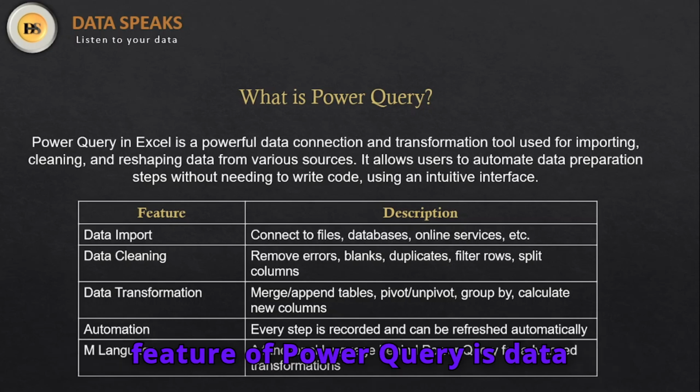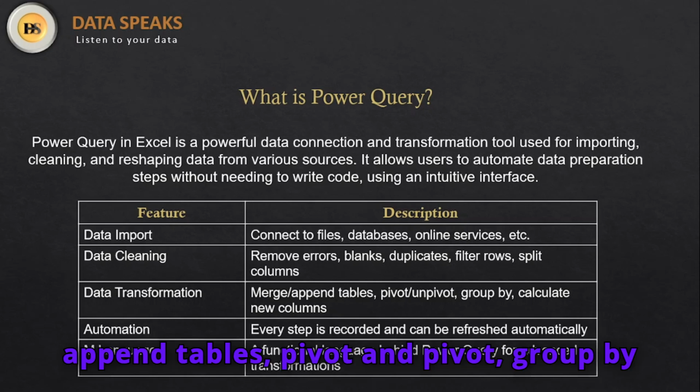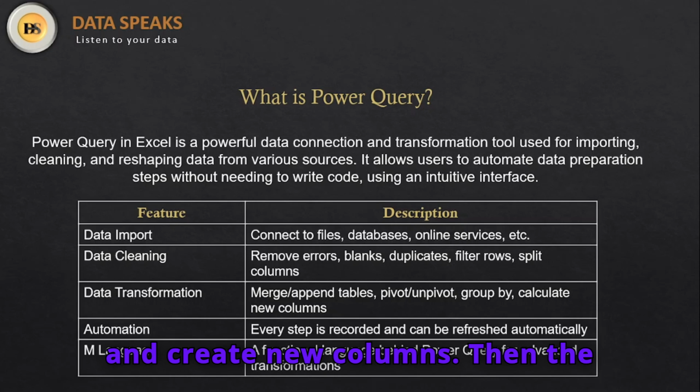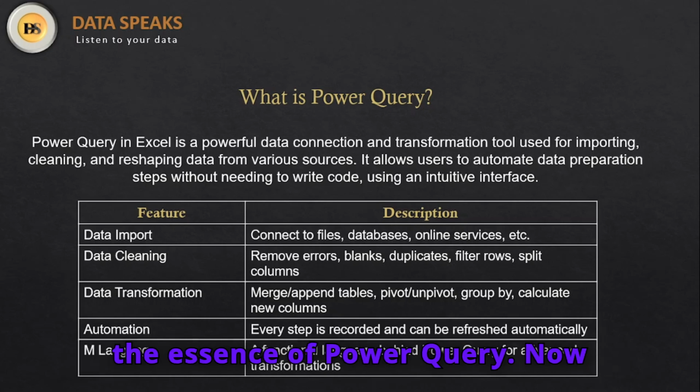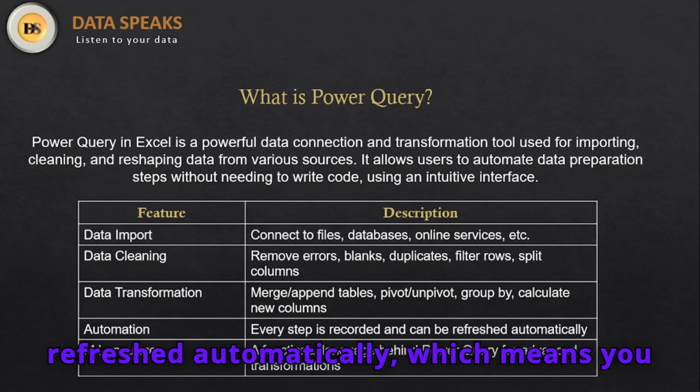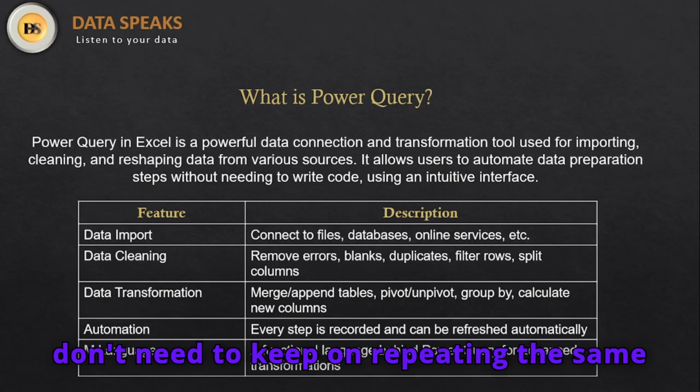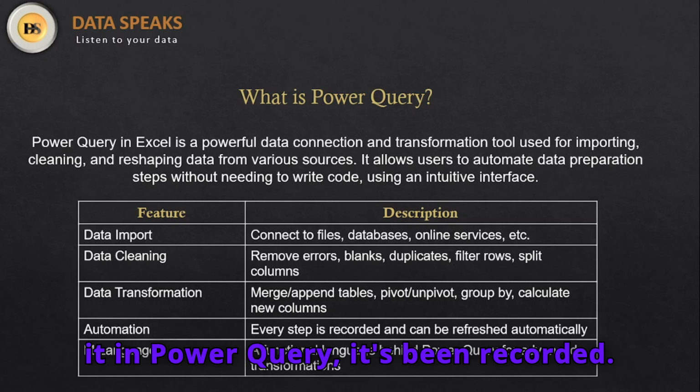Then another feature of Power Query is data transformation. Then you can merge and append tables, pivot and unpivot, group by, and calculate new columns. Then the automation, which is what I say is the essence of Power Query. Now every step is recorded and can be refreshed automatically, which means you don't need to keep on repeating the same task often and often. Once you've done it in Power Query, it's been recorded.